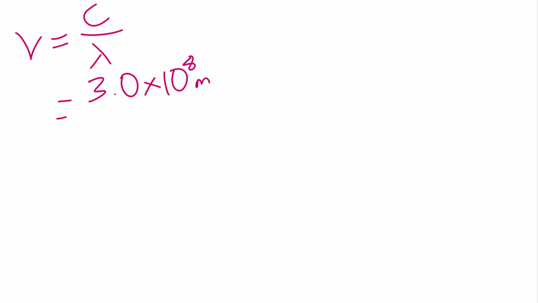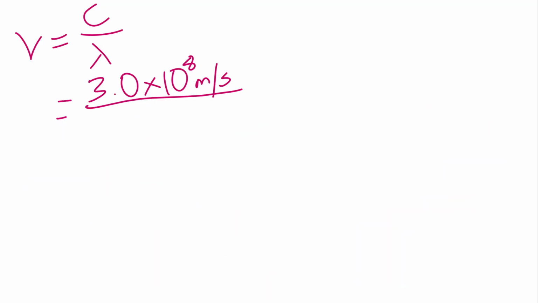So just for simplicity's sake, I'm going to write the equation again. I'm going to plug my numbers in. We know that the speed of light is 3.0 times 10 to the 8th meters per second. That value will be given on the quizzes and the test. And our lambda is 680 nanometers.